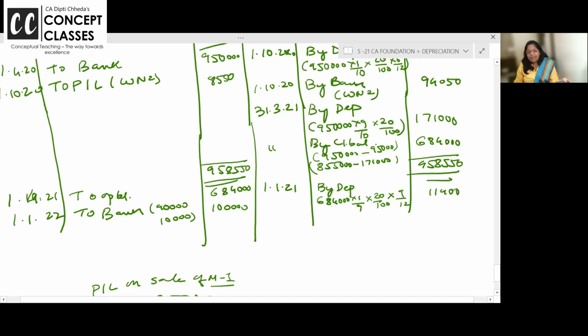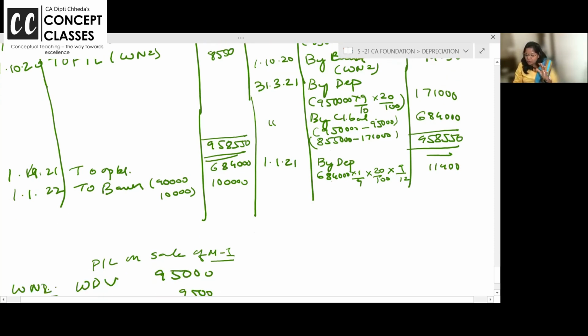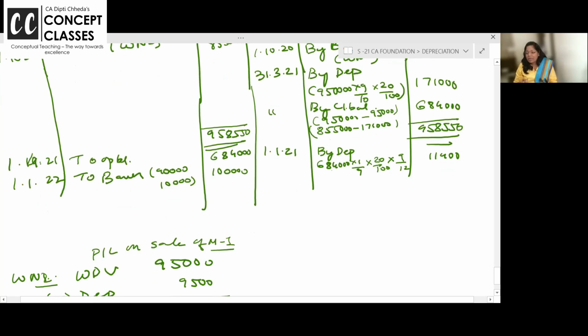684 divided by 9, into 20%, into 9 divided by 12, 11,400. Anyone feeling, ma'am, this is looking too cumbersome? Be comfortable, you can make a working note, but in the exam, page shift करने में time जाता है और गलती होती है. So I say, please make the maximum possible working note there itself. Out of 684, 1/9 machine is sold, 20% depreciation, April to December, 9 by 12. And now by bank, write down the sale value.